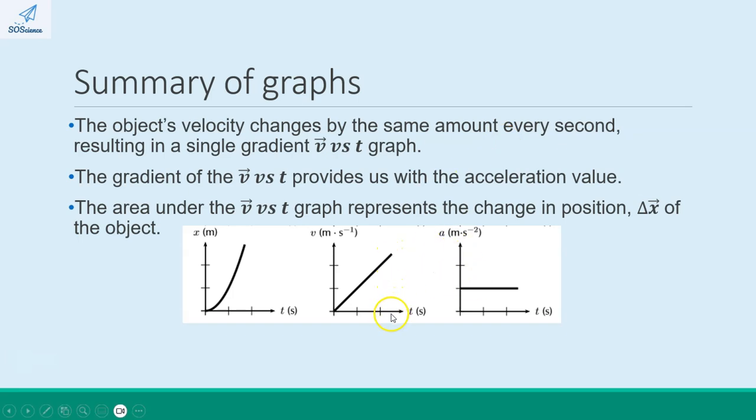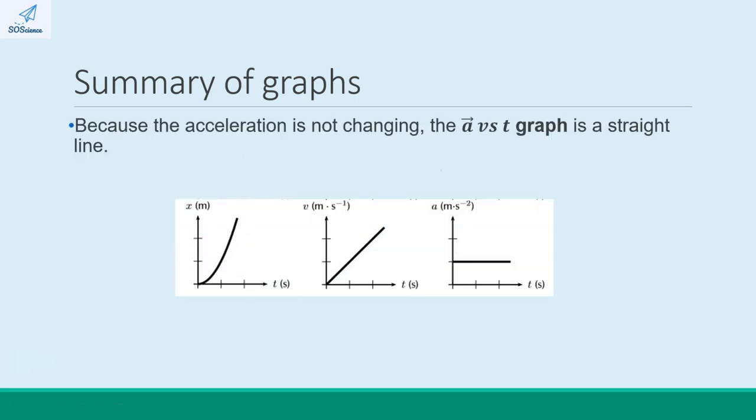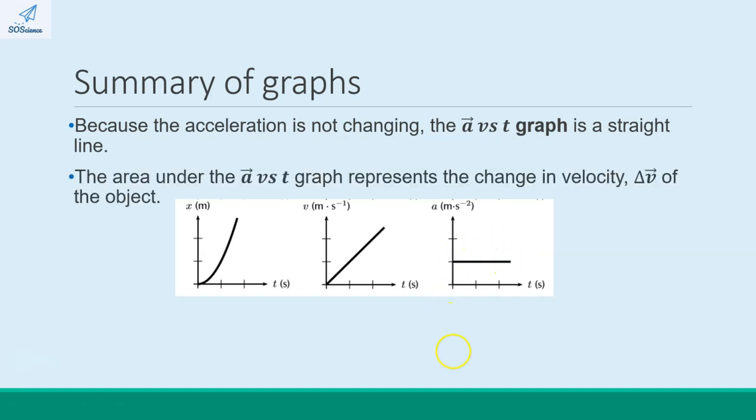Recall that the area under the velocity time graph represents the change in position, the delta x of the object. Remember that in this case, because we have a triangle, we don't calculate the area as length times breadth, but rather as half length times breadth. Because the acceleration is not changing, the a versus t graph is a straight line with no gradient. And recall as well that the area under the acceleration time graph will represent the change in velocity of the object.